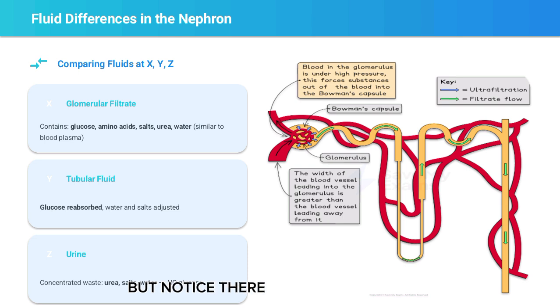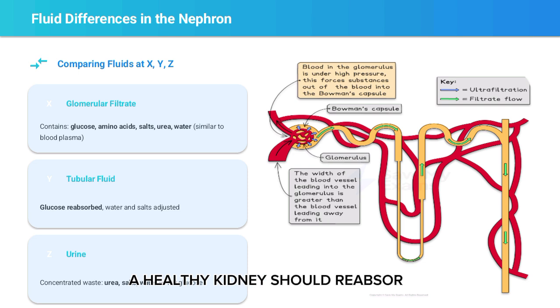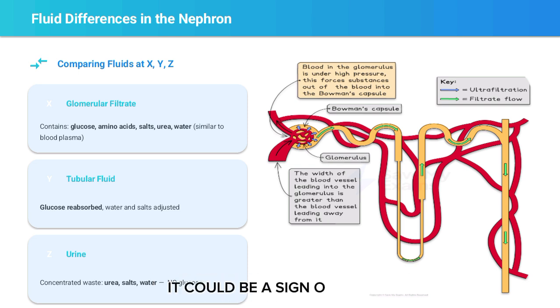But notice, there is no glucose in urine. A healthy kidney should reabsorb all glucose back into the blood. If you ever find glucose in urine during a medical test, it could be a sign of diabetes. That's why this is important.